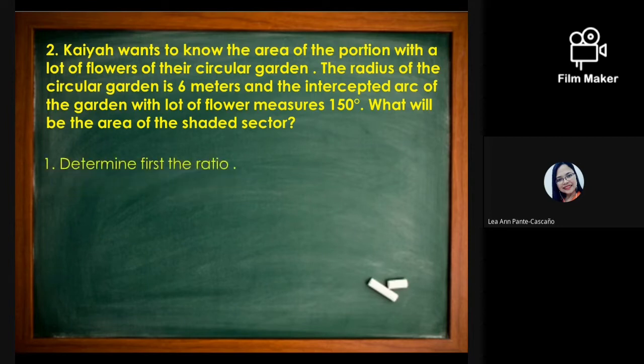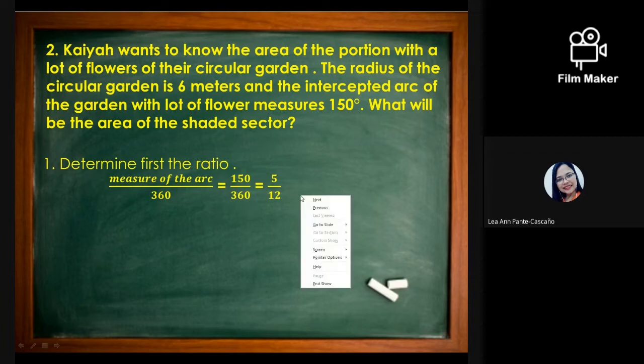Ang unang step, determine first the ratio. Ratio of what? That is the measure of the arc all over 360. Measure ng given intercepted arc all over the degree measure of a circle, which is 360. Now, ang pwedeng gawin dyan, pwede kang cancellation. So, you can see pareho siyang 0. So, cancel natin ito. So, that will be now 15 over 36.